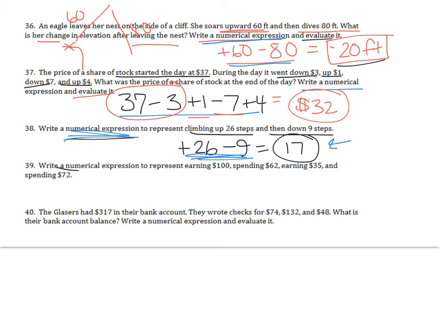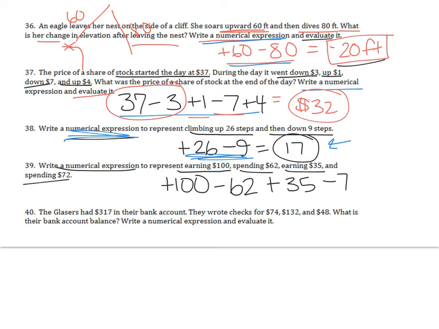Write a numerical expression to represent earning, means you're adding 100. Spending means you're subtracting 62. Earning means you're adding 35. And spending means you're subtracting 72. So you're going to do 100 minus 62 plus 35 minus 72. And your answer is $1.